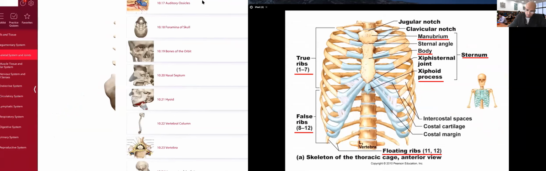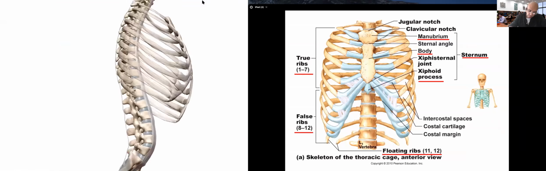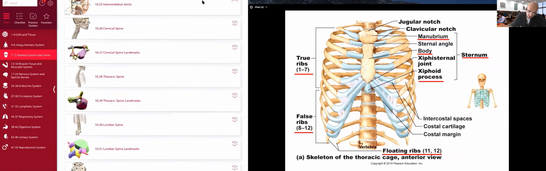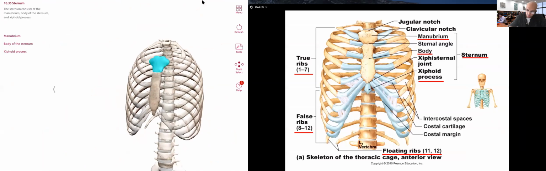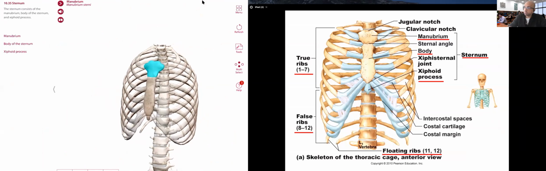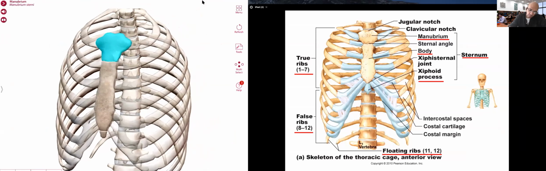All right, moving on to the last part of the axial skeleton, which is the thoracic cage. The thoracic cage is formed by a central bone called the sternum. The sternum is divided into 3 main parts. We have the manubrium of the sternum, manubrium sterni. We have the body of the sternum. And the lower end here of the sternum is the xiphoid process. So we've got manubrium, body, and xiphoid process.